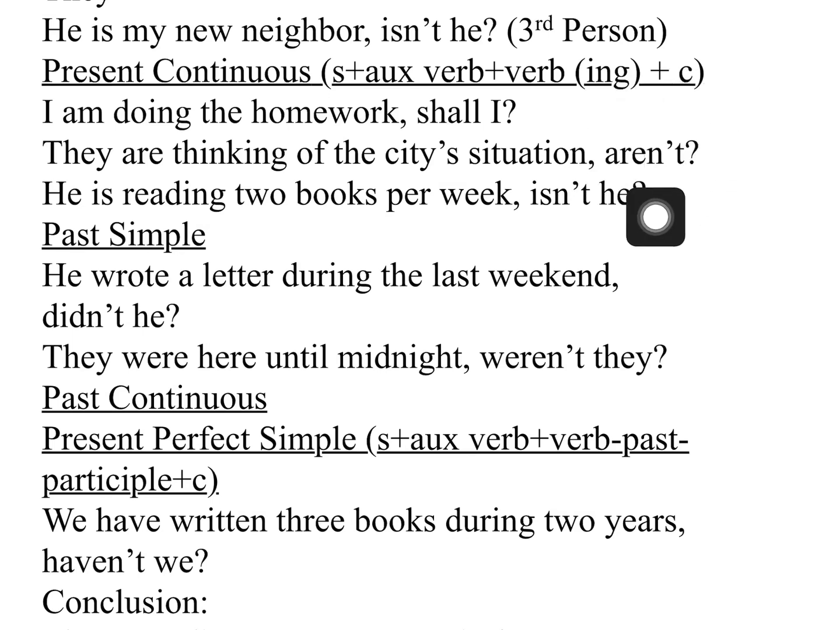We miss here what? Exactly that. They. We miss they. So the complete sentence could be, they are thinking of the city's situation, aren't they? Perfect. Here, he is reading 2 books per week, isn't he? Okay, remember, the same subject, but the auxiliary verb, or here, the verb to be, and on the other part is like the way that you have to reaffirm here.